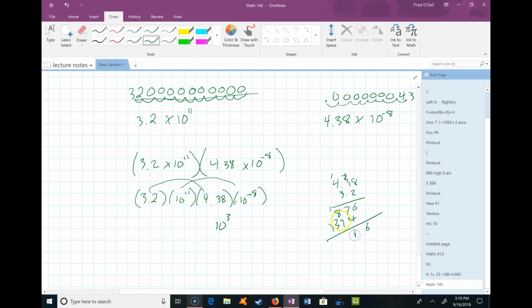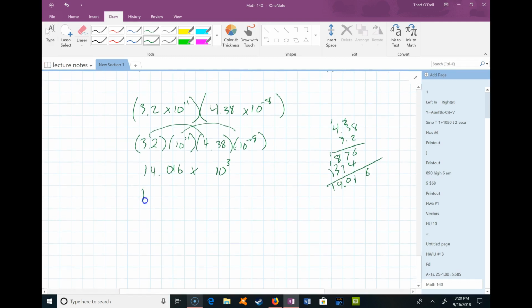6, 11, 10, 4, and 1. And there's 3 decimal places behind the numbers, so I go 1, 2, 3. So this would be 14.016 times 10 to the third. But notice that my number out here is not between 0 and 1, so this is not proper scientific notation.